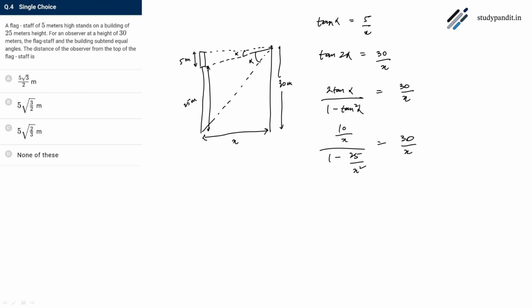From here, when we solve x, the x will be 5 times under root 3 by 2 meters. So the answer is 5 times under root 3 by 2. So just we have to find the distance of the observer from the top of the flag staff. So this distance and this distance is the same. So the answer is this. B is the correct answer. Now moving to the next question.